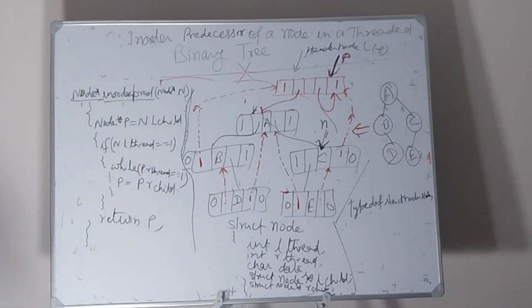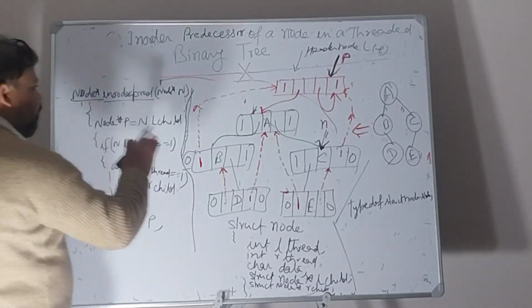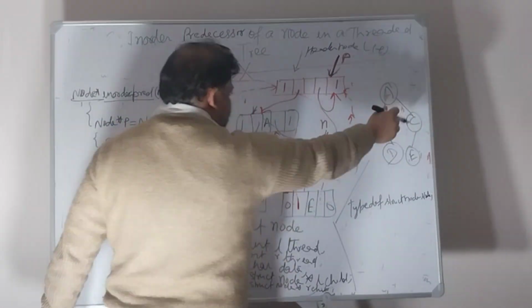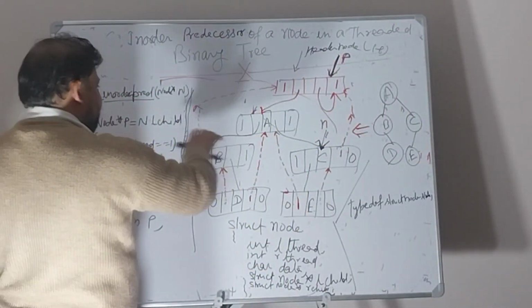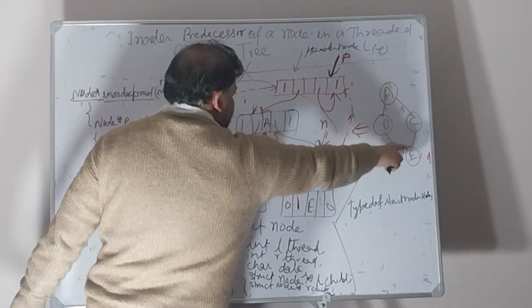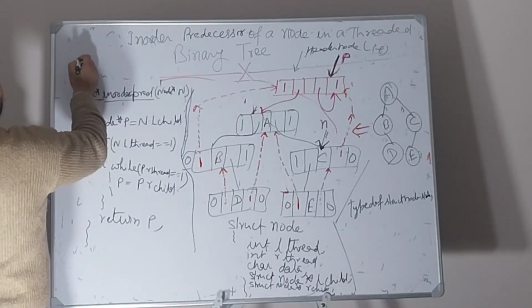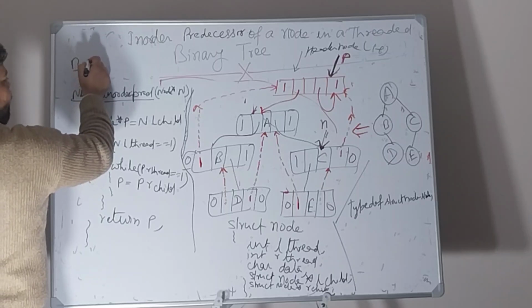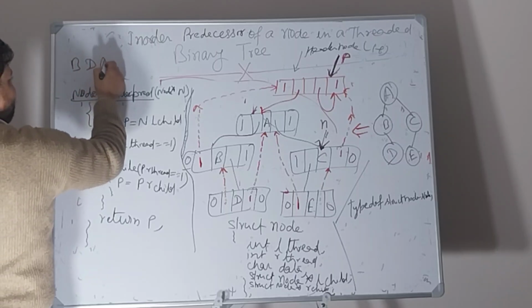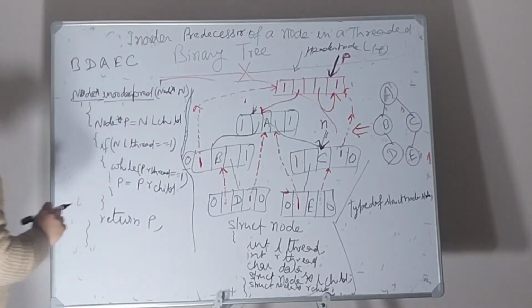Suppose I take any one of the nodes, like I'm taking A. So in that case, first of all I'll write the in order traversal of this tree, and then I'll check whether it is working on this code or not. So for the in order traversal of this tree, A, B, C, D, E, the in order traversal is B, D, A, and then E, and then C, that will be there.